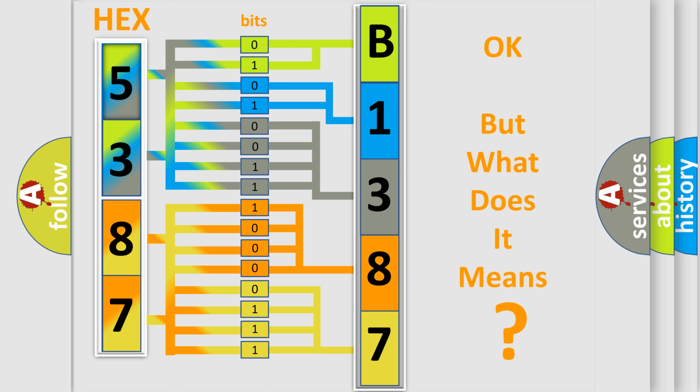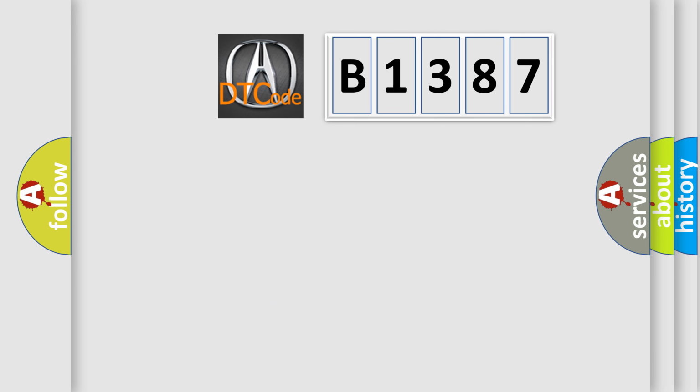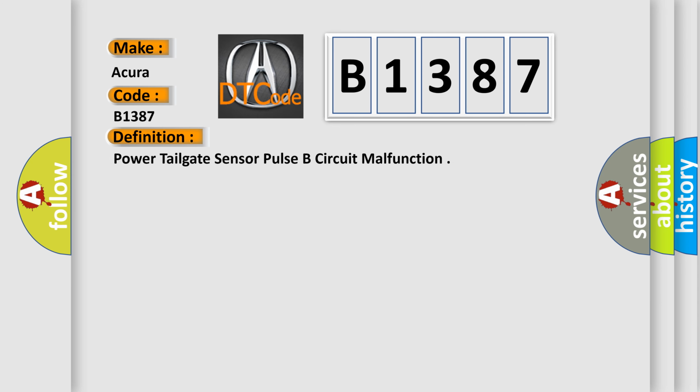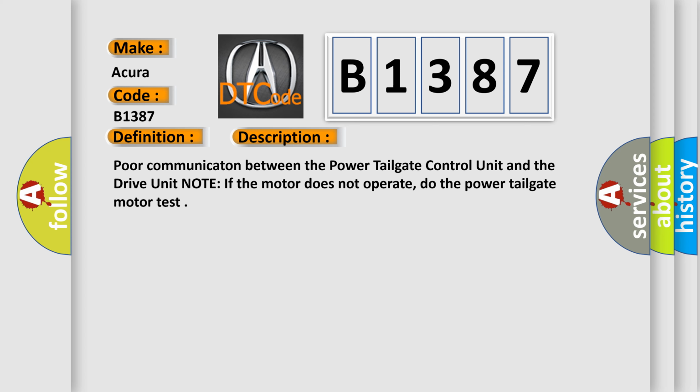The number itself does not make sense to us if we cannot assign information to what it actually expresses. So, what does the Diagnostic Trouble Code B1387 interpret specifically for Acura car manufacturers? The basic definition is Power Tailgate Sensor Pulse B circuit malfunction. And now this is a short description of this DTC code. Poor communication between the Power Tailgate Control Unit and the drive unit node.